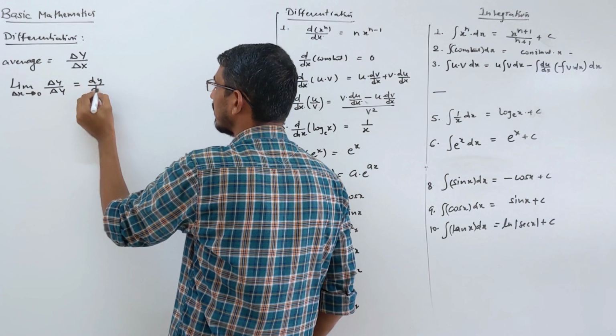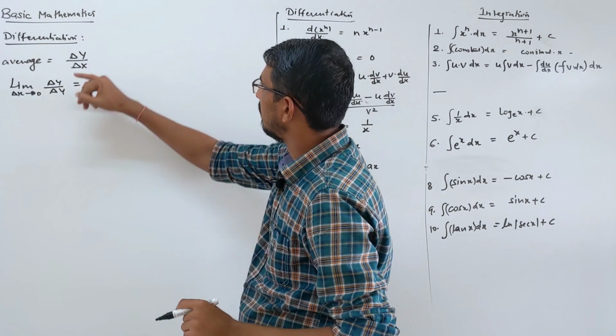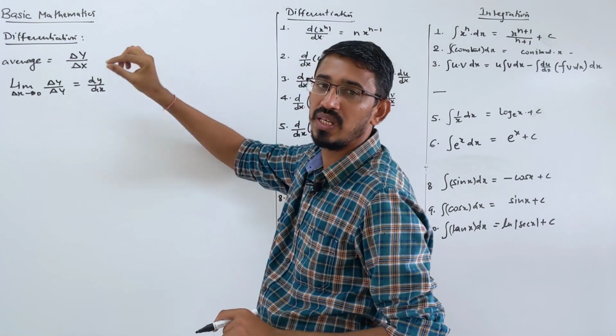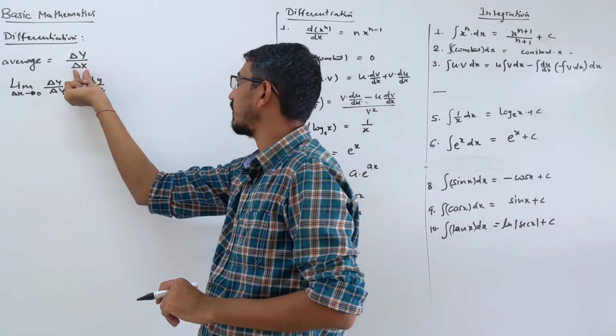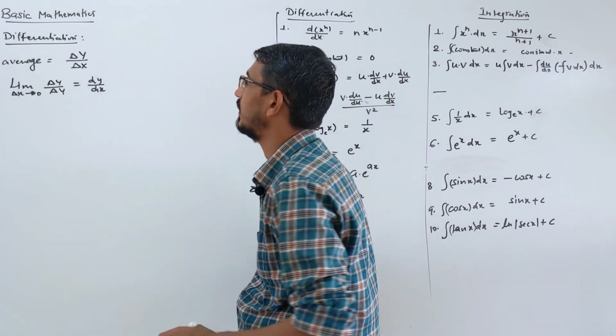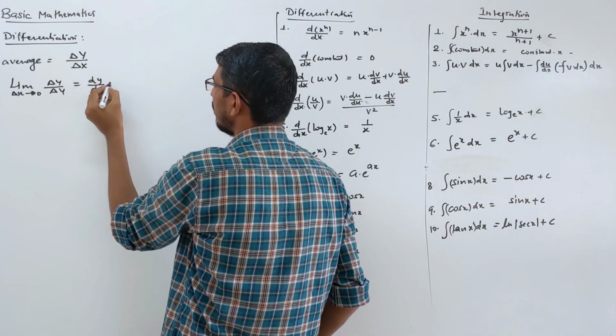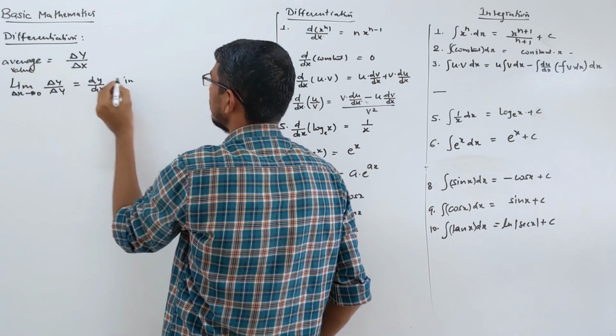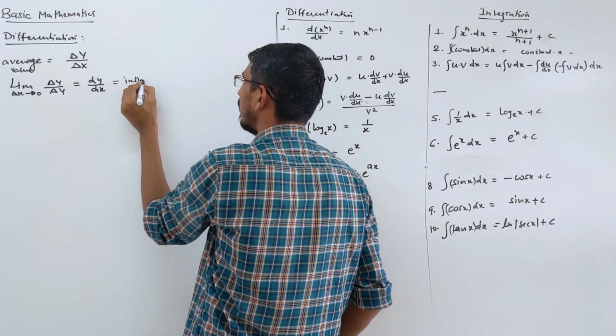Then this del y by del x you can also write as dy by dx. What's the difference between these two terms? This tells you the average, and this tells you the instant value, because the interval you are talking about here is very small. So this is called the average value, and this is called your instant value.